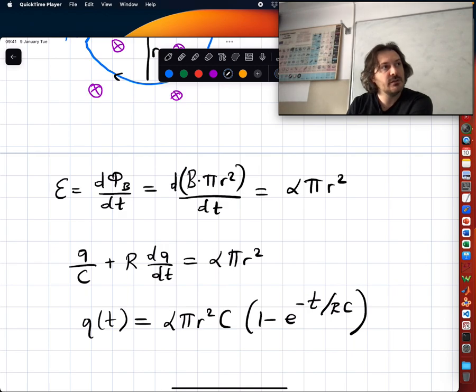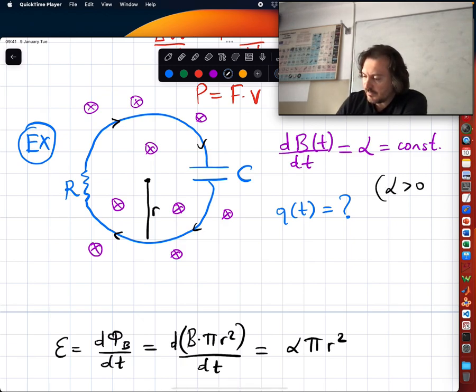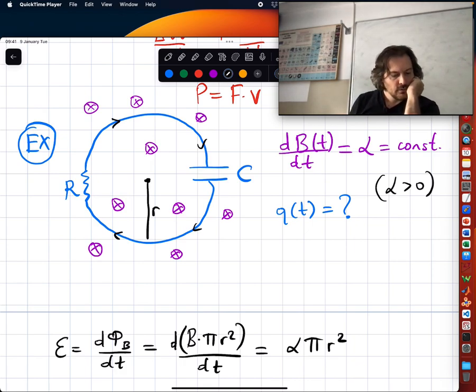Do you understand the solution of this problem? So ultimately, the charge on the capacitor will be alpha pi r squared times C. Can I see above? Yes? Did you state that the magnetic field was increasing or decreasing? I sort of did. So alpha is positive. Yes, alpha is constant and it's greater than 0. All right, I hope you are happy with this problem.